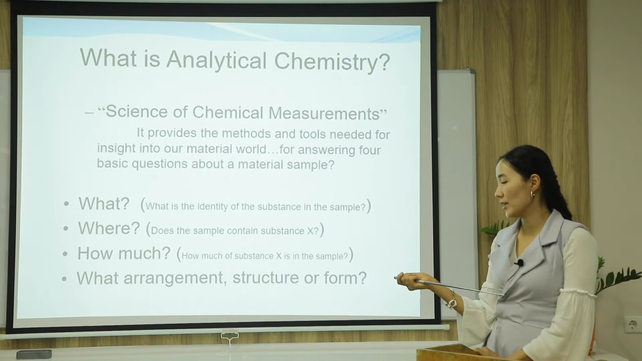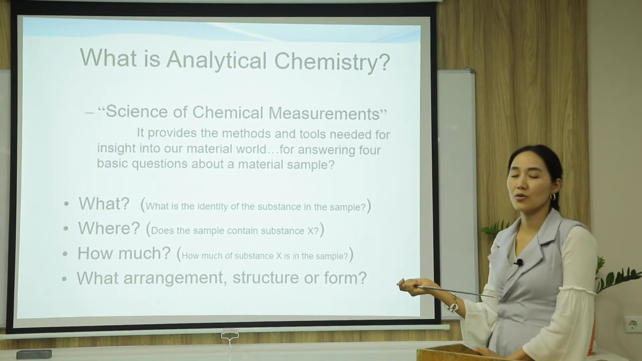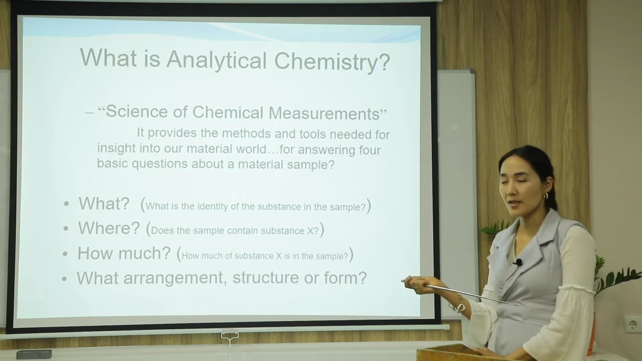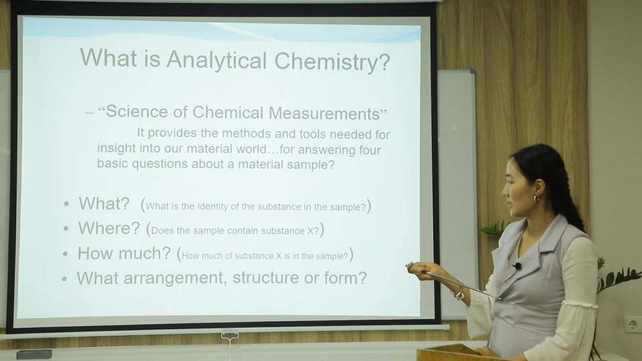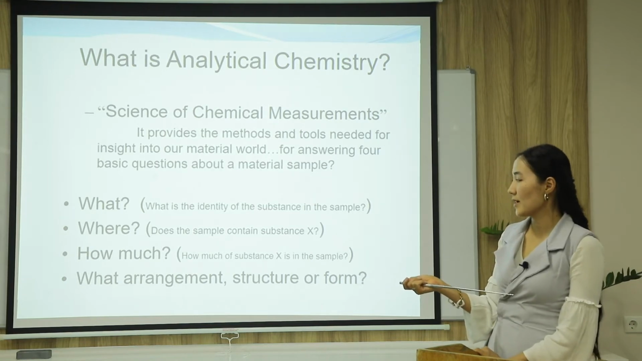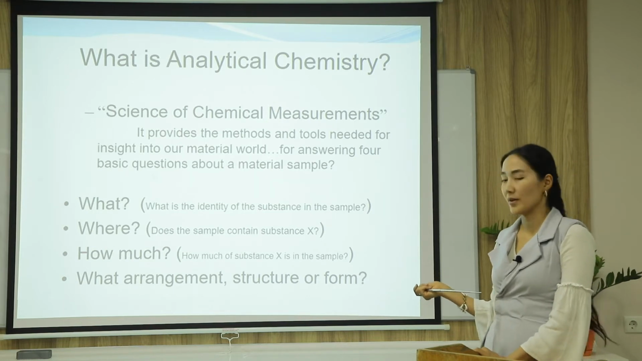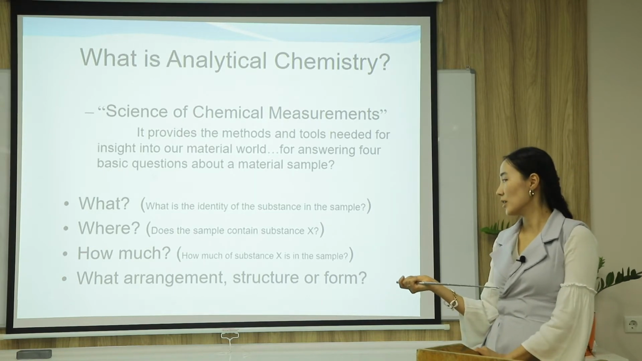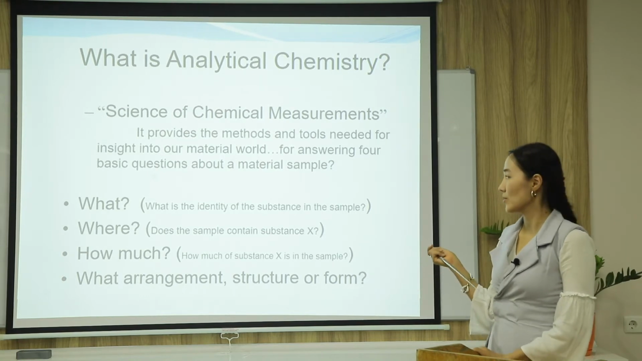The second one is where. Does the sample contain substance X? So from which substance is the content of our analytical chemist sample? The third one is how much. How much of substance X is in the sample? And the last one is what arrangement, structure or form the sample has.